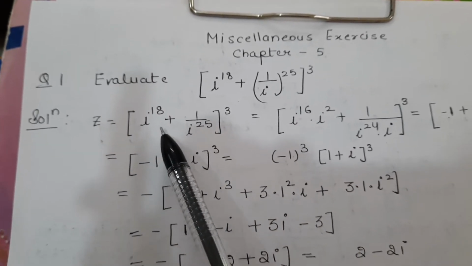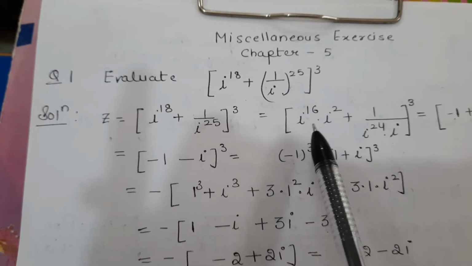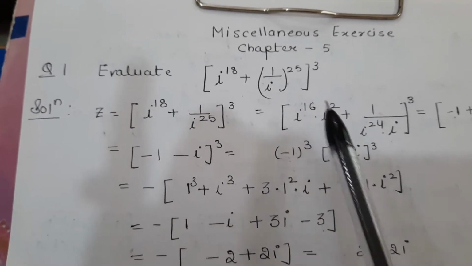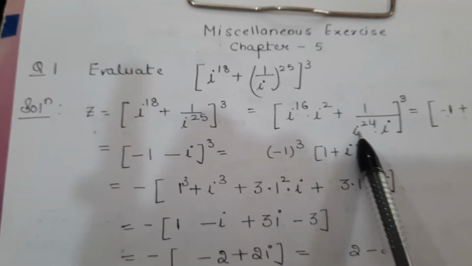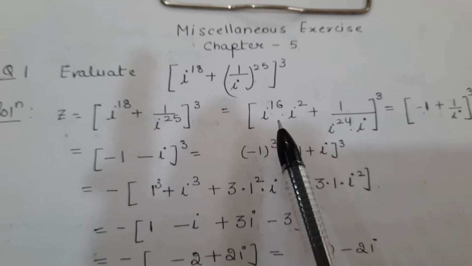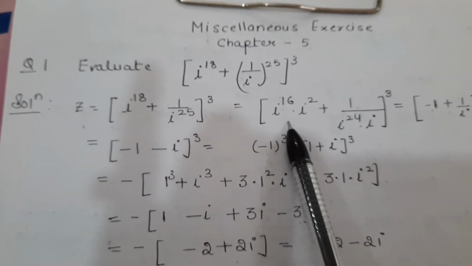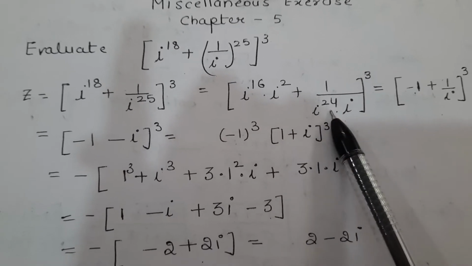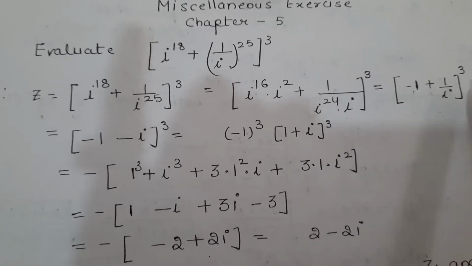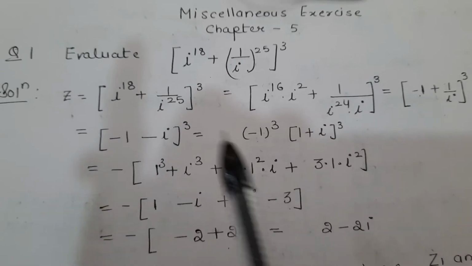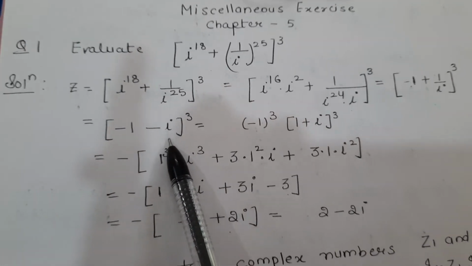First try to split this power, the powers which are multiple of 4. So I have rewritten this as iota raised to the power 16 into iota square plus iota raised to the power 24 into iota. Power 16 is a multiple of 4, so this is 1. Iota square is minus 1. This power is a multiple of 4, so this is 1 plus, so we have plus 1 by iota. We know that 1 by iota is equal to minus iota.